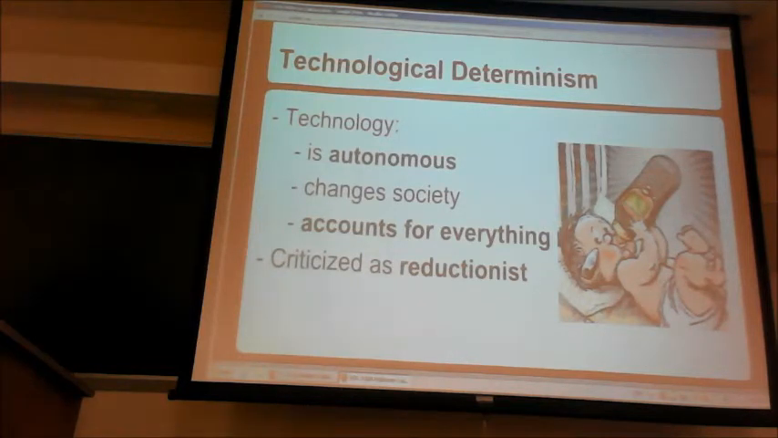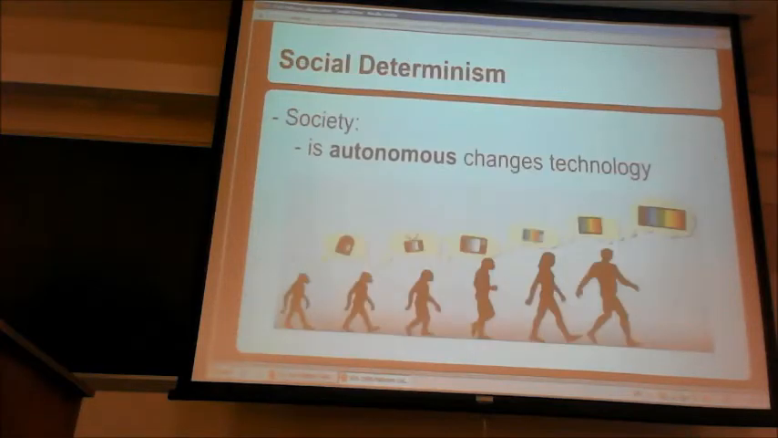Given that technological determinism takes all of this complex human behavior and reduces it down to one or two technological innovations, it is often criticized as reductionist, meaning that it's taking something that can't be explained with only one thing and trying to explain it through one perspective, technology.